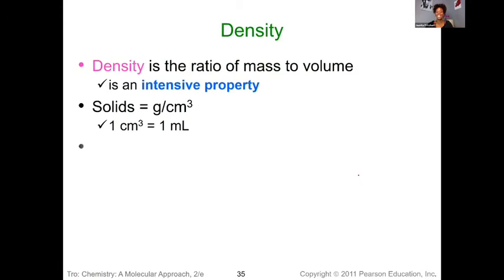So again, density is the ratio of the mass to the volume of a particular substance. And we can see density represented in a number of units. Primarily for solids, you'll see the units represented as grams per centimeter cubed. And remember, we learned previously that a centimeter cubed is the same thing as 1 milliliter. For liquids, you tend to see it written as grams per milliliter, and for gases as grams per liter. So it's typically written as a mass to volume ratio.